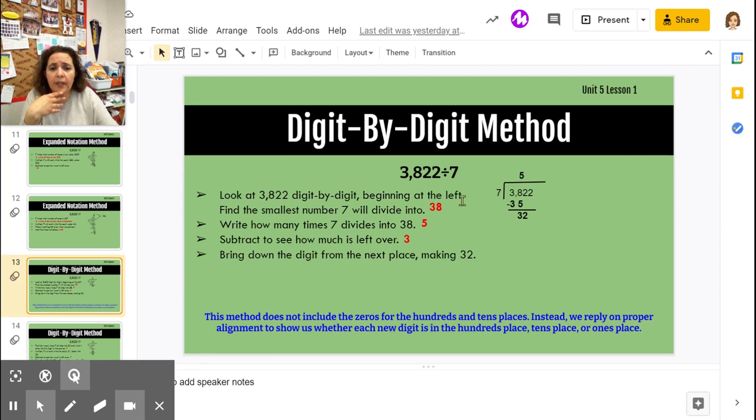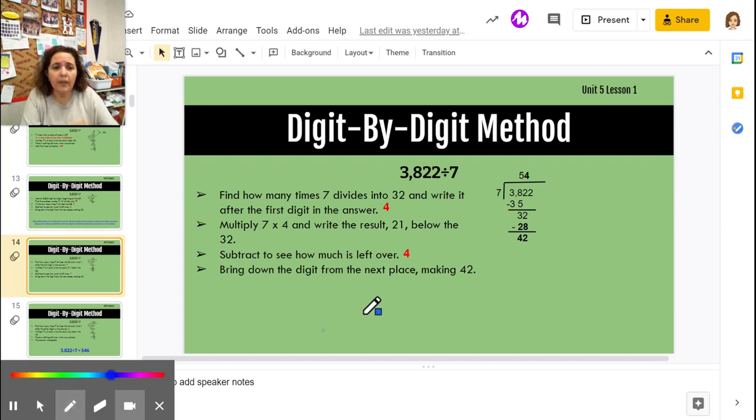So the same thing. I'm going to build my little division here. So again, 7, I'm going to look at the 38 because 7 doesn't go into 3, but does it go into 38? Yes. How many times? 7 times 5 is 35. 8 take away 5 is 3. 7 go into 3? No. Then I bring down the 2, and it gives me 32. And then I'm going to continue.